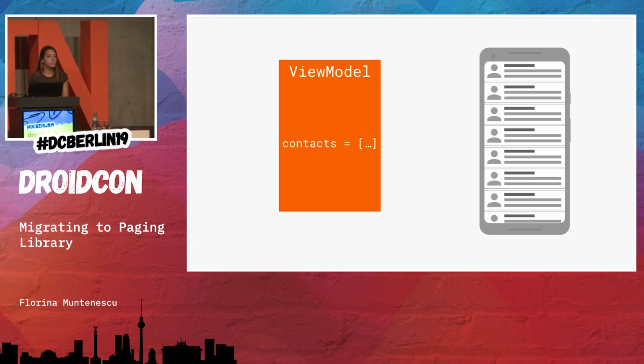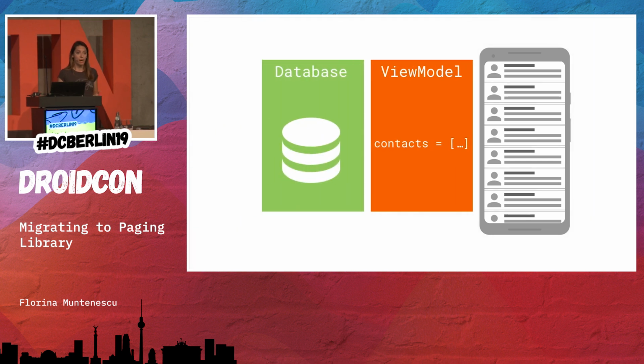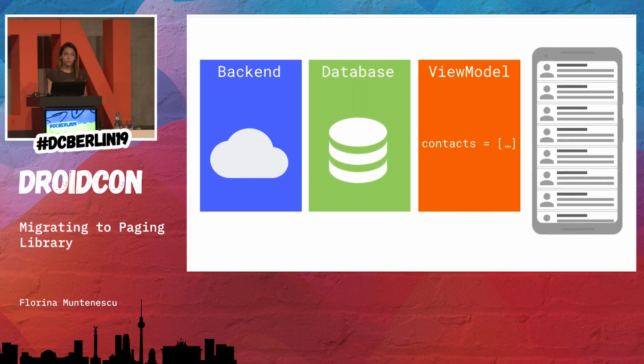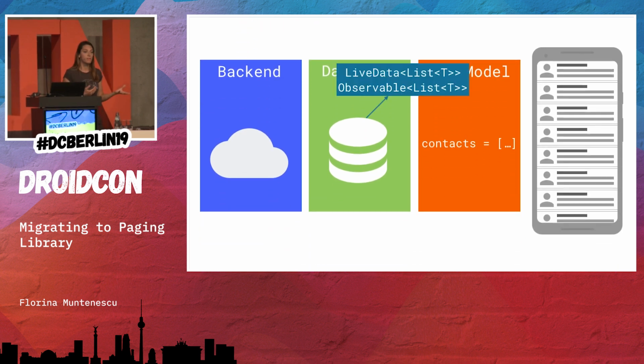OK, so in general, when you're building a UI that displays a list, you'll end up having a series of challenges. As I said, we would have a view model that, let's say, displays some contacts and works with the database that's backed by the backend. We said that we're also interested in the updates. So this means that our database would either expose a live data or an observable.